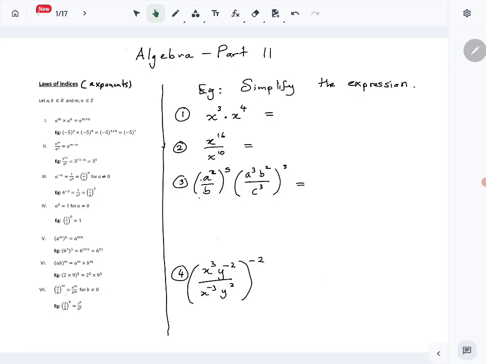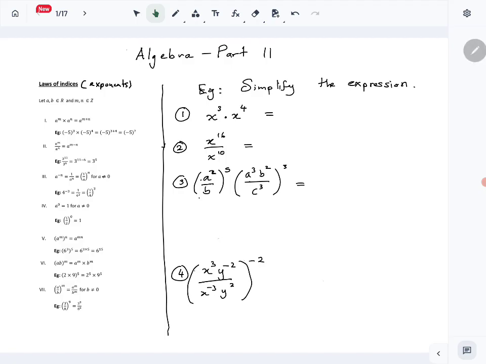You can write a similar law for a quotient inside. If it is a divided by b raised to m, that's going to be a to the m divided by b to the m, where b is non-zero. And for example, 3 over 8 raised to 9, that is same as 3 to the 9 over 8 to the 9. Right. Okay. So now let's do some examples using these laws of indices.